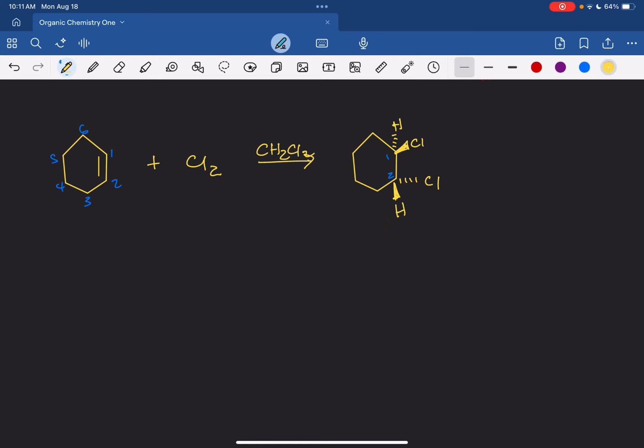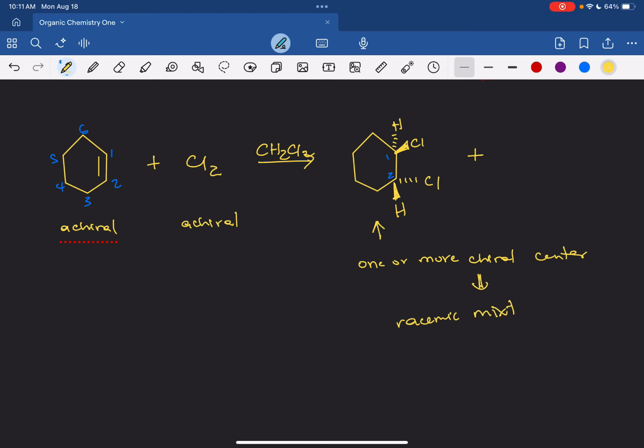I need to show you something and you need to remember this. When you have your reactions with your alkene, and you start with an achiral molecule, this cyclohexene is achiral because there's no chiral center in here. Cl2 clearly doesn't have a chiral center, right? So when you start with achiral molecules as your starting material, don't forget this, and you generate a product that has one or more chiral centers, you generate a racemic mixture.